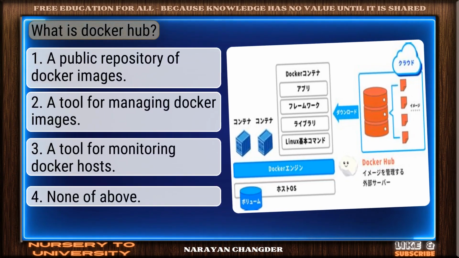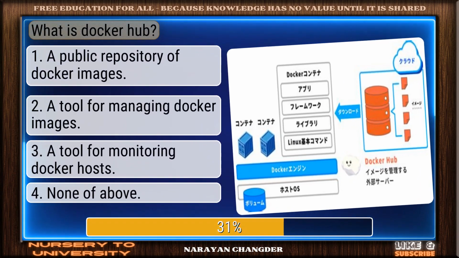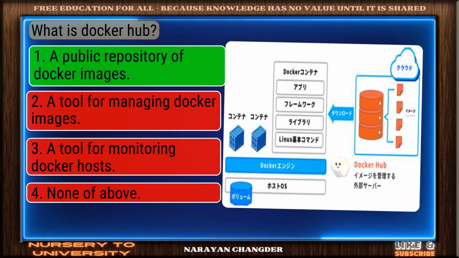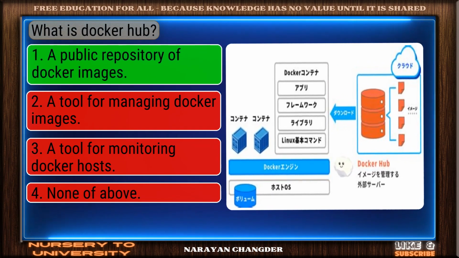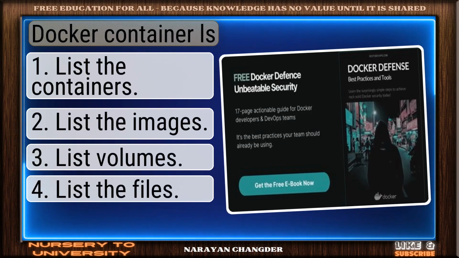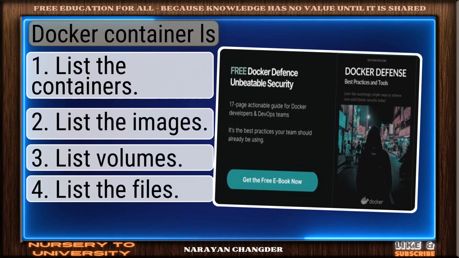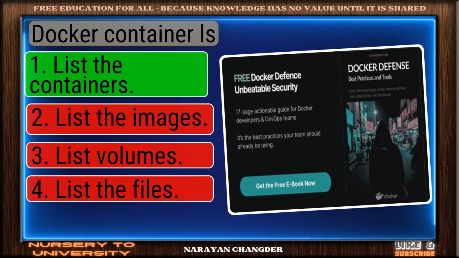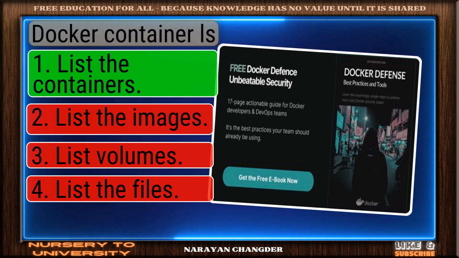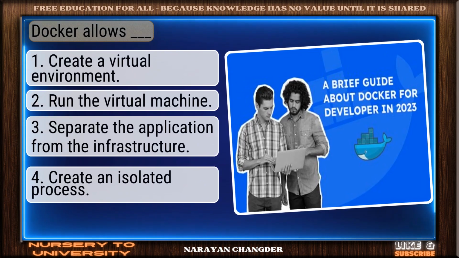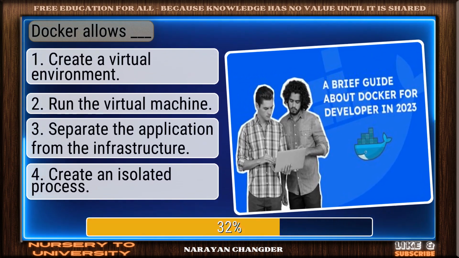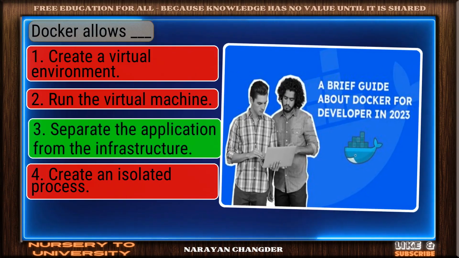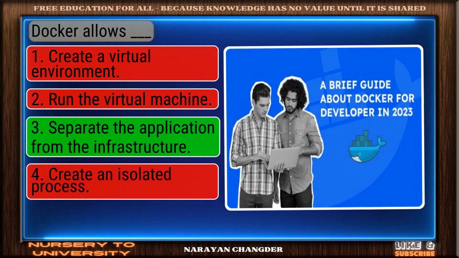Question number 69. What is Docker Hub? Right choice. A public repository of Docker images is the best answer. Question number 70. Docker container ls. You're right. List the containers is the correct answer. Question number 71. Docker allows dash. Well done. Separate the application from the infrastructure is the right choice.